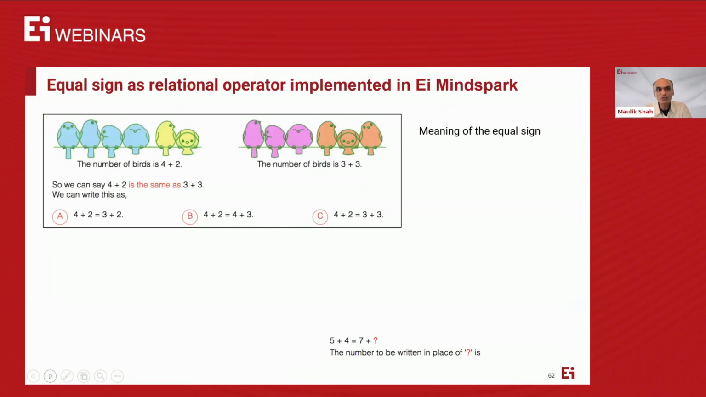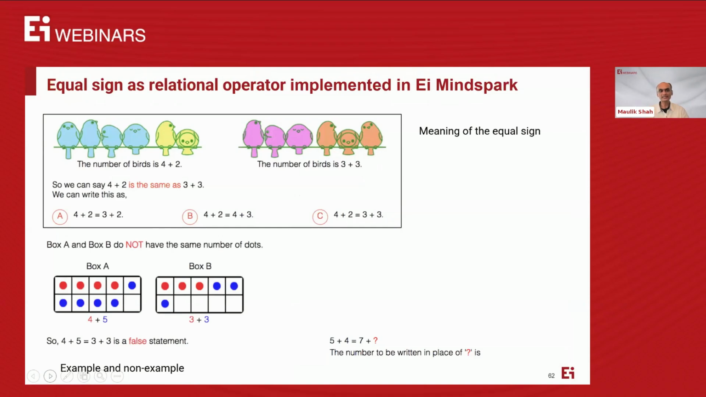Now equal sign needs to be exposed as relational operator right from the beginning. We teach equal sign as is the same as. And then we have examples and non-examples, and we give exposure to variety of questions on equal sign. Next one. Move to the next slide.